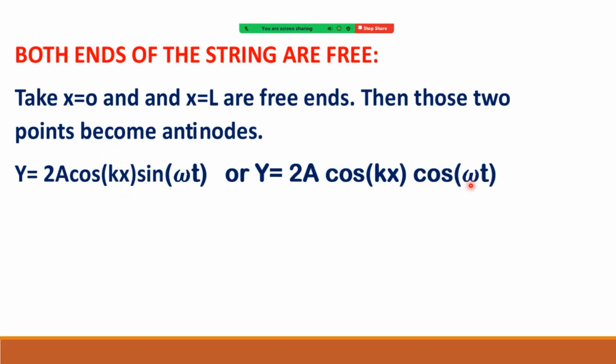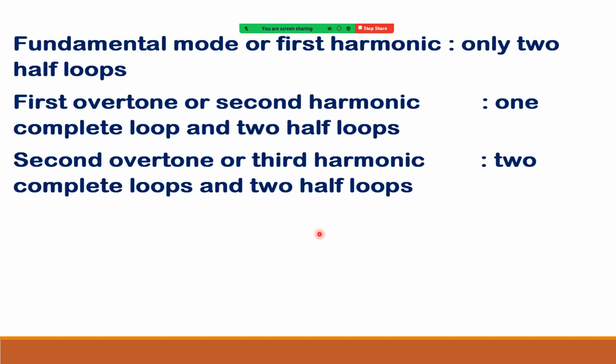At antinode, if it is at mean position, take sin omega t. At antinode, if that point is at extreme position, take cos omega t. So here it must be cos kx because ends are free. They are antinodes. Okay. Now see next one.